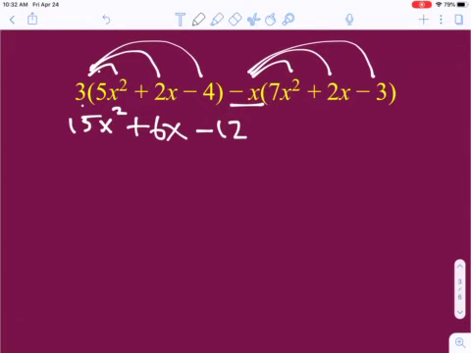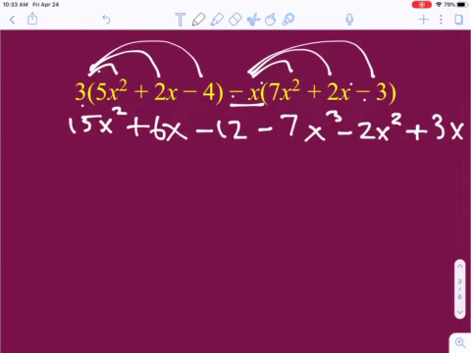So negative x times 7x squared is negative 7x cubed. Negative x times 2x is going to give me negative 2x squared, because now you have two of them. You had one here and one there. All right, and then negative x times negative 3 gives me positive 3x. Negative times a negative gives you a positive.